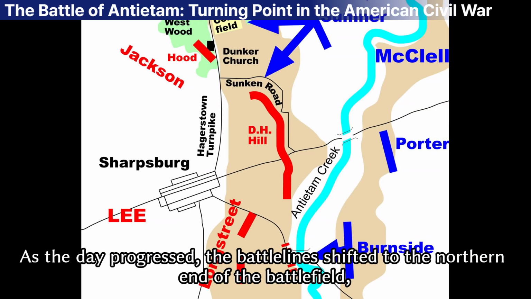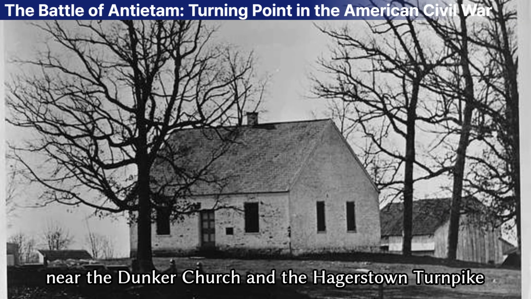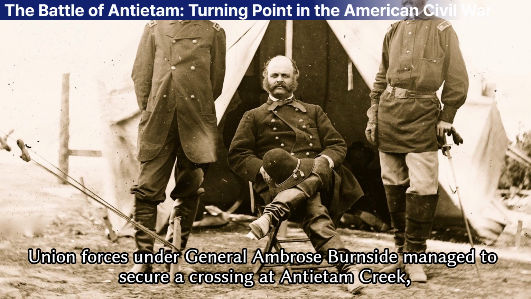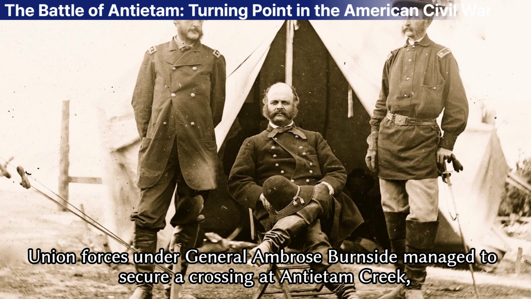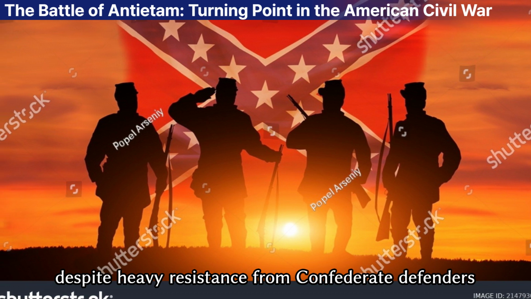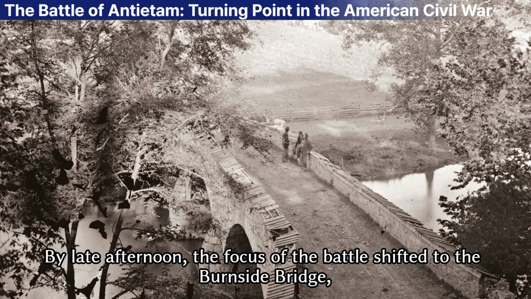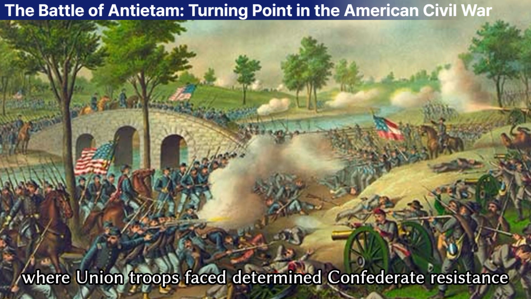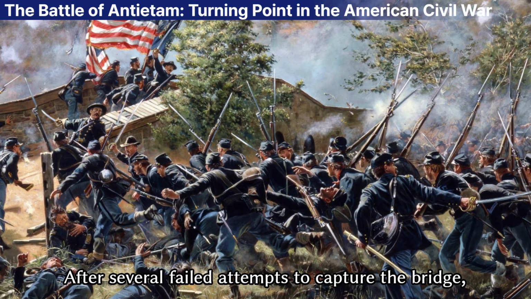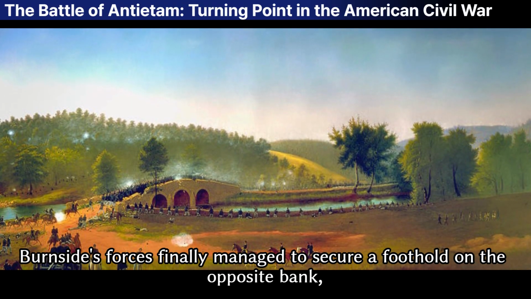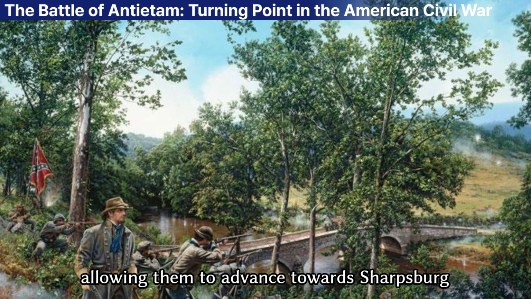As the day progressed, the battle lines shifted to the northern end of the battlefield, near the Dunker Church and the Hagerstown Turnpike. Union forces under General Ambrose Burnside managed to secure a crossing at Antietam Creek, despite heavy resistance from Confederate defenders. By late afternoon, the focus of the battle shifted to the Burnside Bridge, where Union troops faced determined Confederate resistance. After several failed attempts to capture the bridge, Burnside's forces finally managed to secure a foothold on the opposite bank, allowing them to advance towards Sharpsburg.